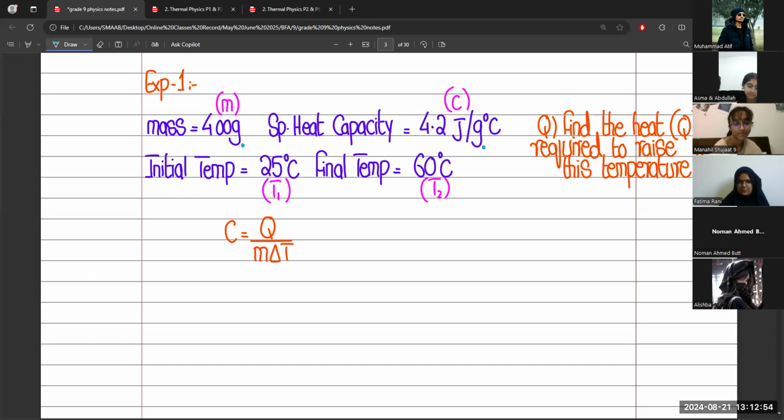So when it is dividing Q on one side, this mass will be shifted to the other side in multiplication. In the same way, delta T is dividing Q on this side, so it will multiply with C on the other side. So this is a mathematical calculation. In mathematics, we studied in equations that if something is added on one side, on the other side it will be subtracted if you shift that quantity to the other side, right?